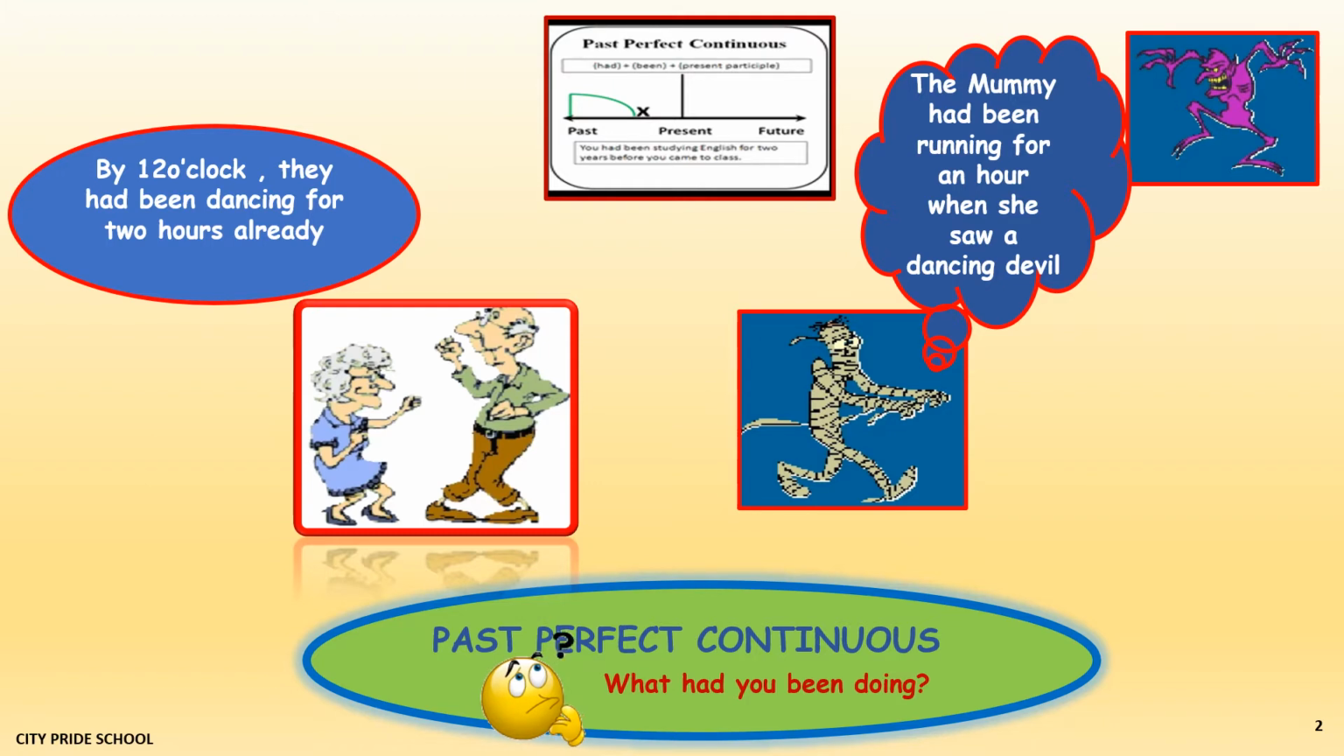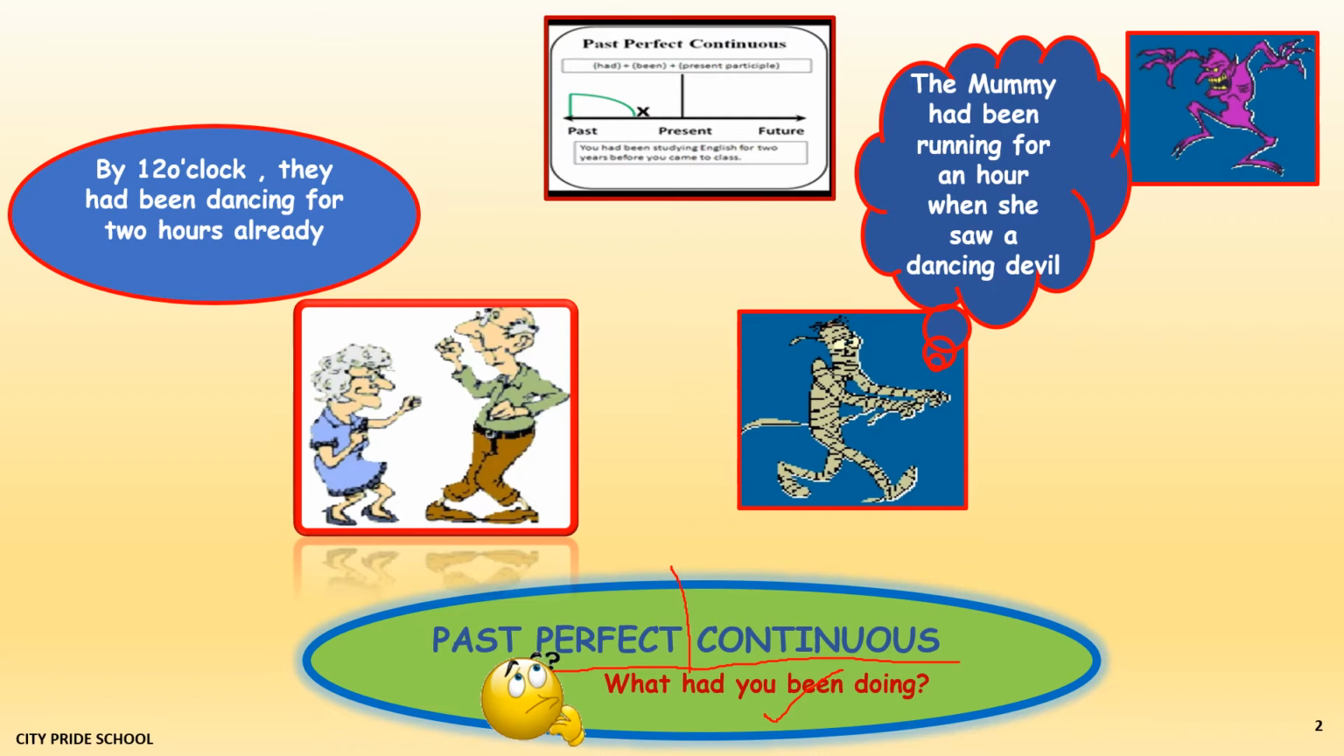Past perfect continuous tense is a combination of perfect and continuous. So it includes actions which are partly completed, but the action is still going on and it will end sometime in the past itself. And the question it asks is, what had you been doing? So when you answer this question, all the answers will fall into the category of past perfect continuous. Let's take a few examples.